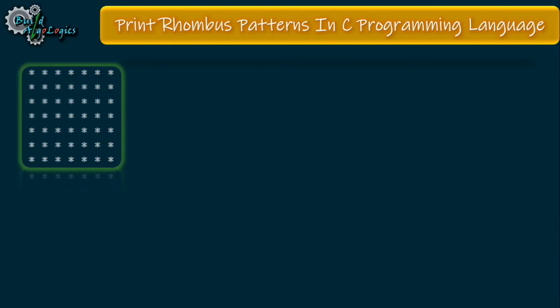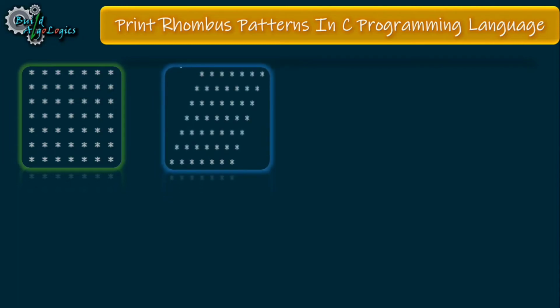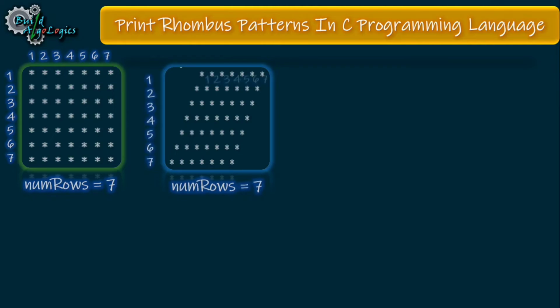Now let's start with this one. This is the square pattern that we drew earlier. Now we'll see how we can write our code for printing this rhombus pattern. Here in the square pattern, we have number of rows as 7 and also number of columns as 7. Similarly, in the rhombus pattern, we have number of rows as 7 and also number of columns as 7. But in the rhombus, we print this extra part here.